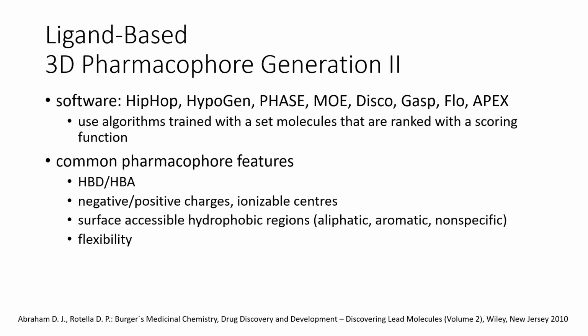Here are examples of some software used for pharmacophore generation, and I would just like to mention typical or common pharmacophore features. These are the hydrogen bond acceptor or donor centers, positive or negative charges, ionizable centers, also the surface accessible hydrophobic regions like aliphatics, aromatic centers, non-specific features, and also the flexibility of the molecule.